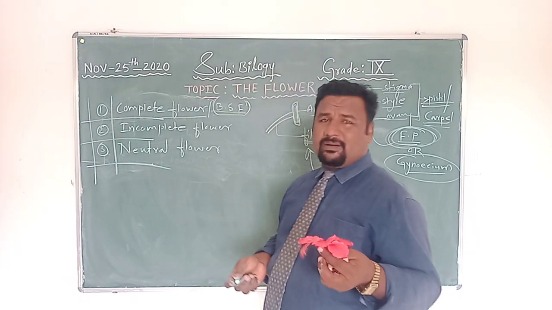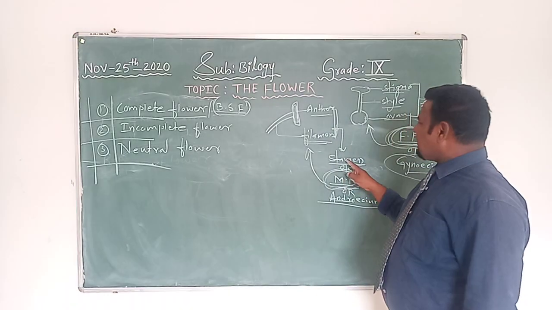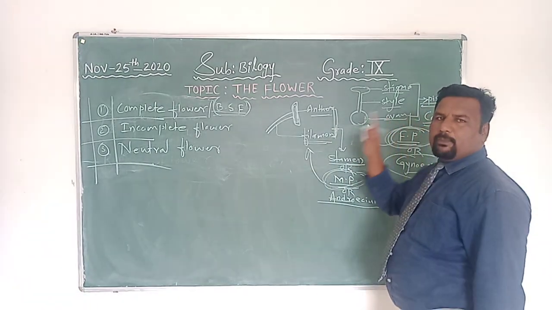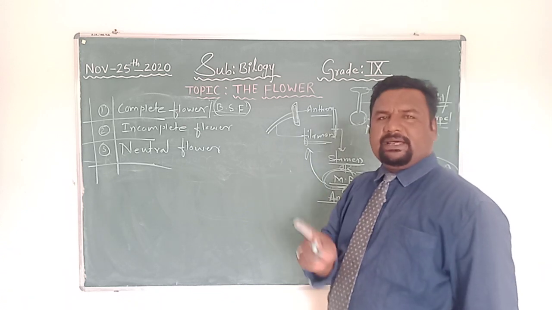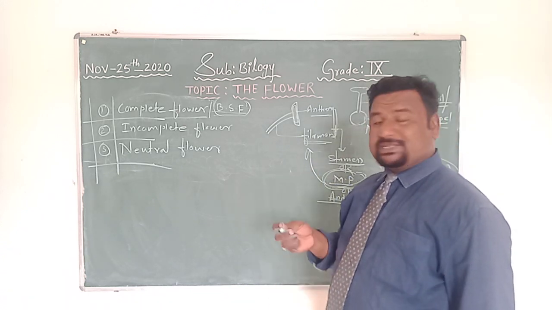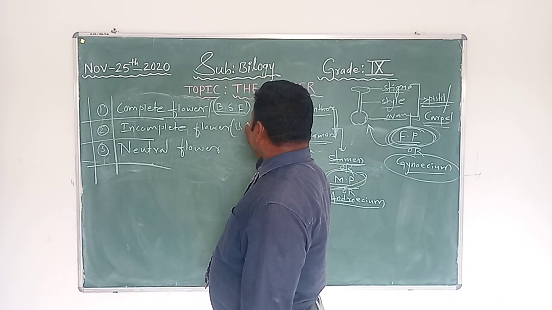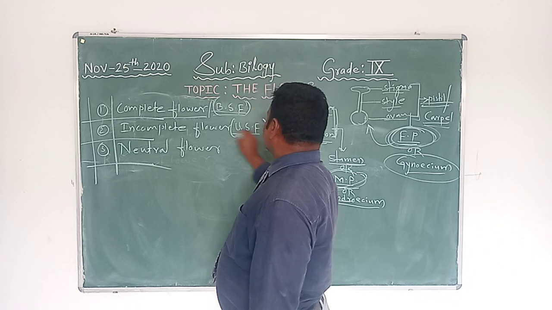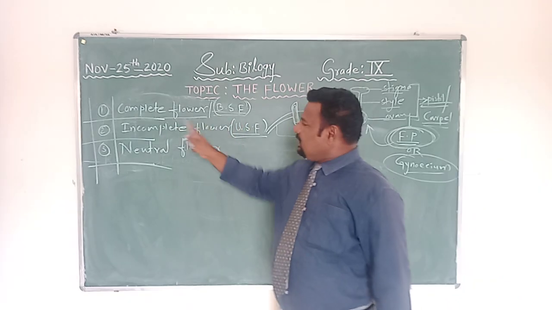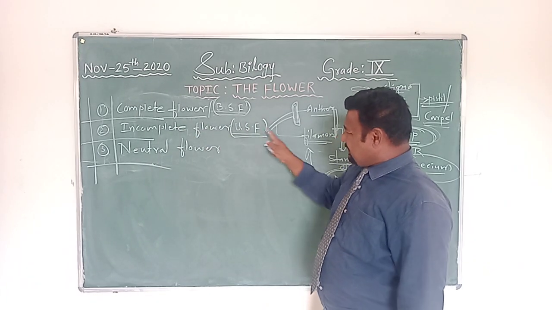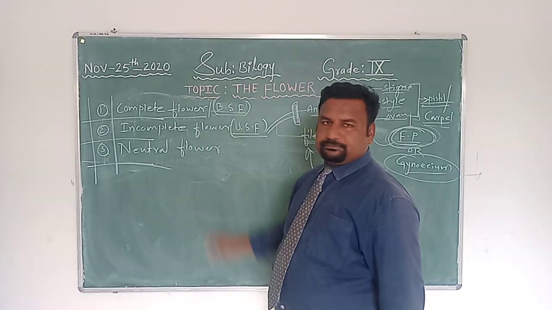In some flowers, what will be there? Only one will be there, either stamen or pistil, not both. Male and female, both the parts will not be present. Any one will be there, either male part or female part. Such flowers are called incomplete flower or unisexual flower. Got it? Here the other name of complete flower is bisexual flower. Here the other name of incomplete flower is unisexual flower.